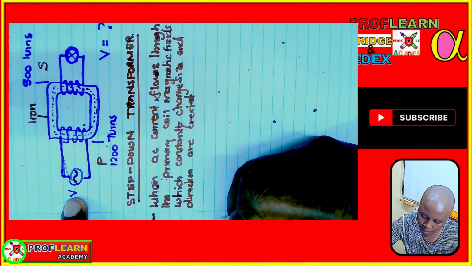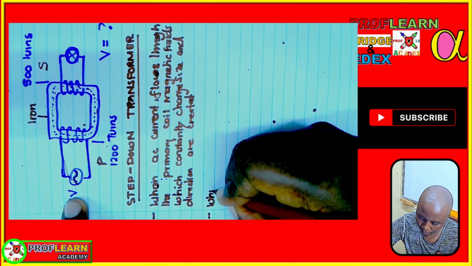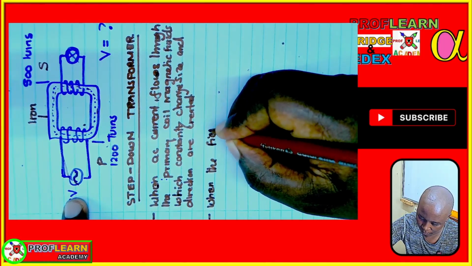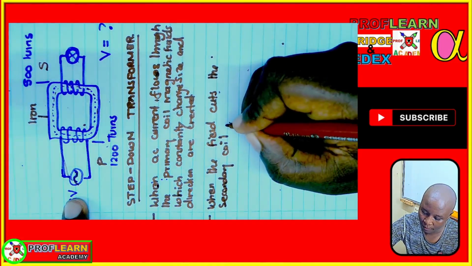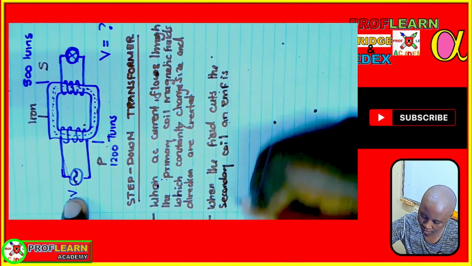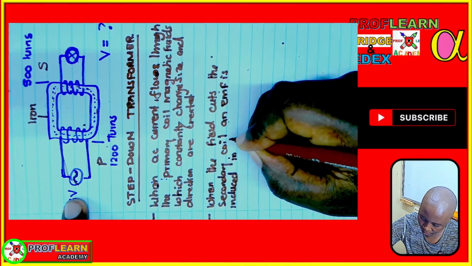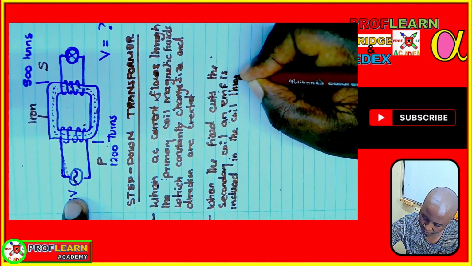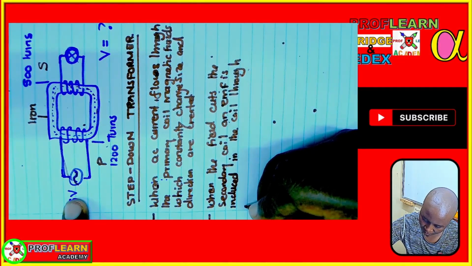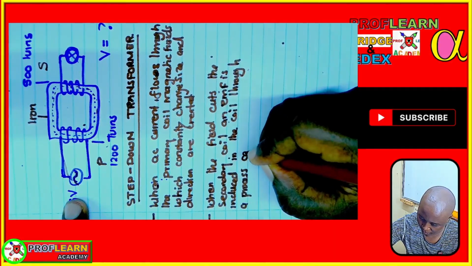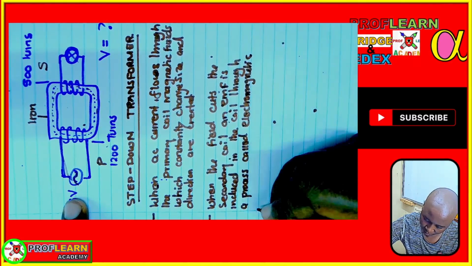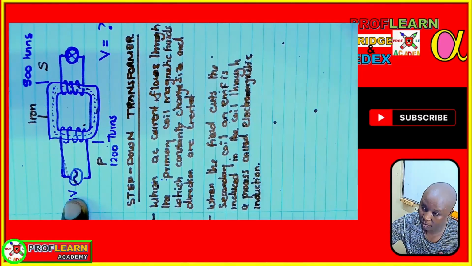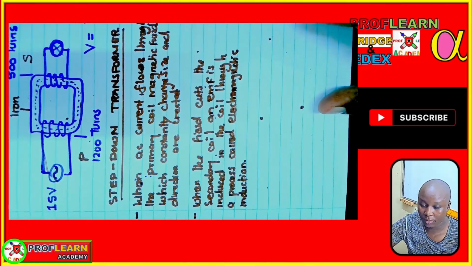And what happens is that when the fields cut through the secondary coil, an EMF is induced in the coil through a process known as electromagnetic induction. So that is what you need to remember in this case.